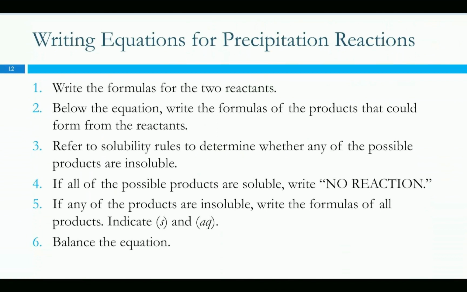Okay, so writing equations for precipitation reactions. Oh, it's 6.11. Write the formulas for the 2 reactants. Then below, write the formulas of the products that could form. So that's what I just did there, where I wrote the cations in the same order and swapped the anions. Then you use your solubility rules to determine if any of those possible products are going to be insoluble or solids. If all the possible products are soluble, write no reaction. That's the easiest one. You don't have to do anything else. If any of the products are insoluble, then you've got to write the formulas of the products and then balance. It doesn't really put it in here as a step, but you also got to make sure that your formulas for your new products are also balanced.